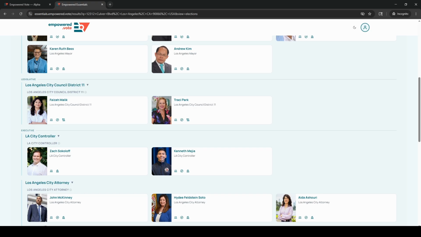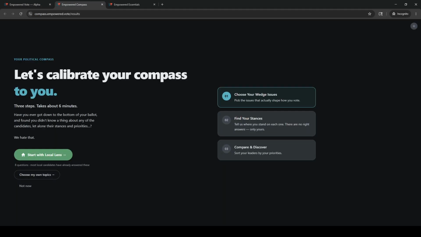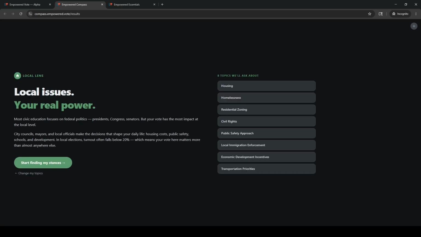All right. So the next feature that I want to show you is the compass. Compass, you click here, and we'll start off calibrating our compass with a local lens. And what that means is these are the 8 topics that most local officials have answered, or we've had the best success at finding answers for. So we'll start off calibrating here.